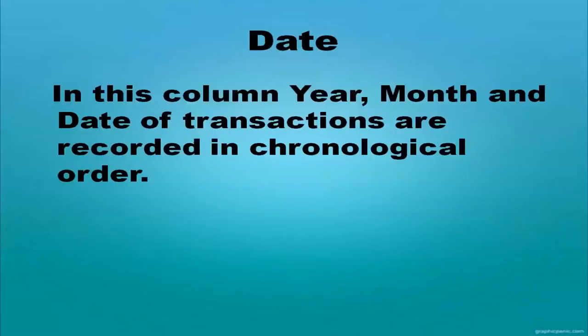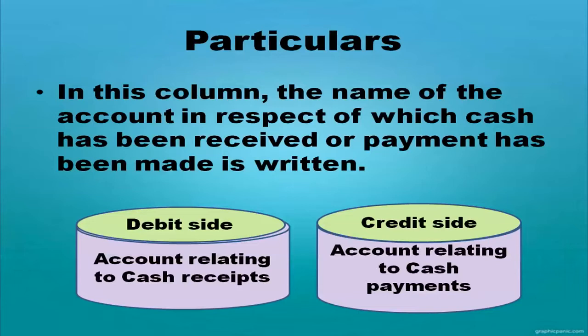In the format of the cash book, we first write the date with year, month and date. The transactions are recorded in chronological order, that is according to the order in which they have occurred. In the particulars column, the name of the account in respect of which cash has been received or payment has been made is written. Accounts relating to cash receipts are recorded on the debit side. Accounts relating to cash payments are recorded on the credit side. Receipt account, debit side; payment account, credit side.